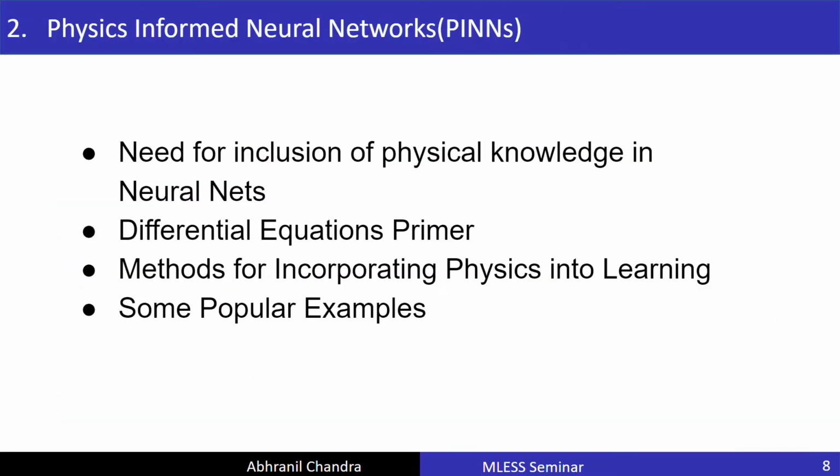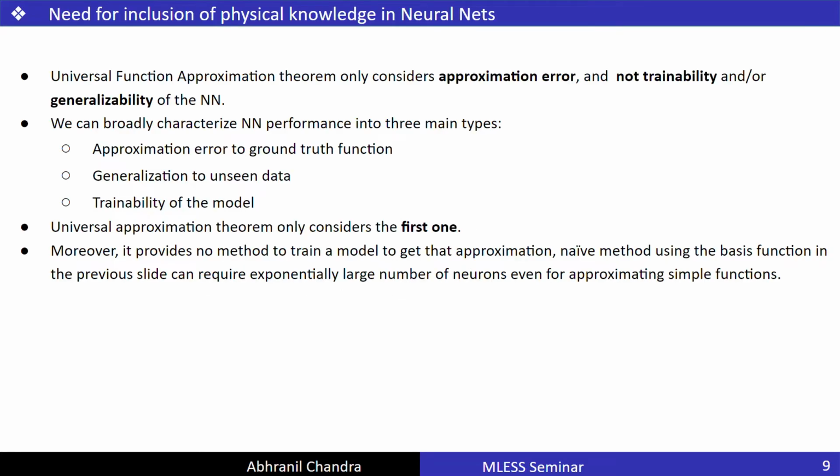Now we look in more detail at what physics-informed neural networks are. We look at why inclusion of physical knowledge is important for neural networks. We look into a primer of differential equations. We look into methods to incorporate physical constraints into learning, and we look into some popular examples.